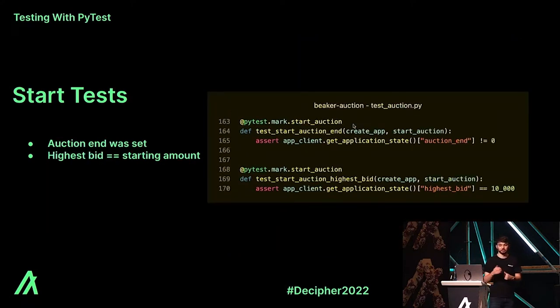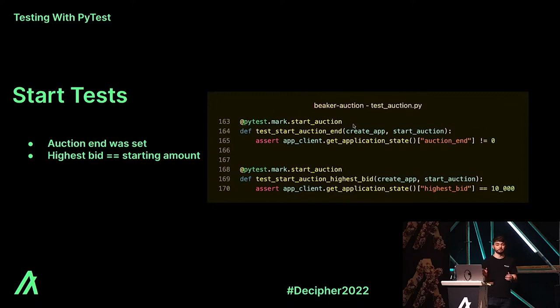And now we have some assertions for when we actually start the auction. So after we call our start auction call, the first one we're doing is making sure that the auction end is not zero and it was properly initialized. And then what we're doing is verifying that the highest bid is equal to the starter amount. So in our fixture, we specified the starting amount to be 10,000.